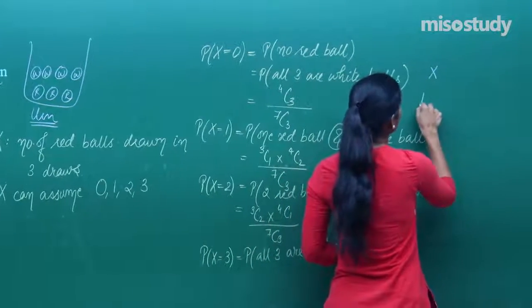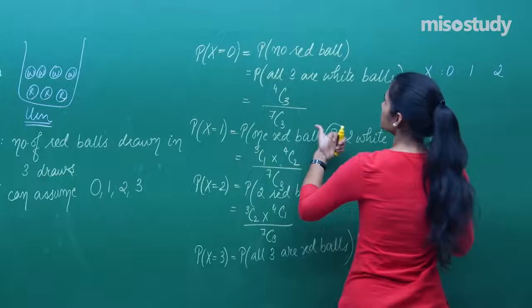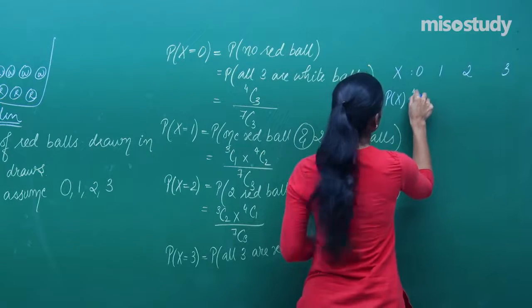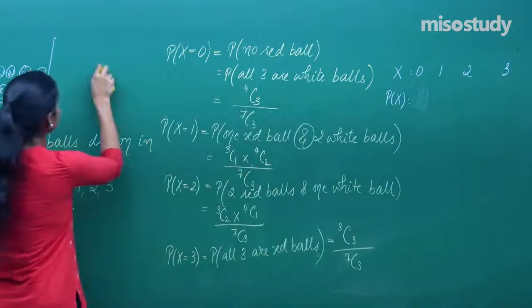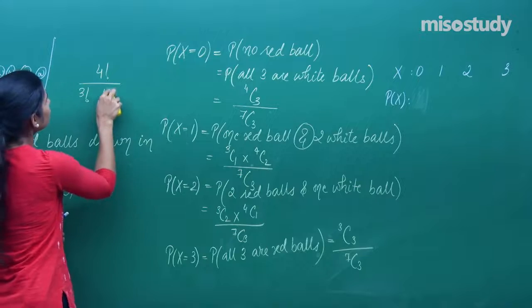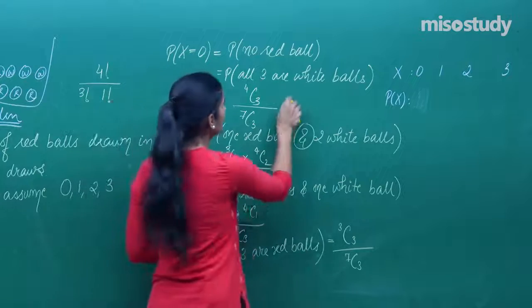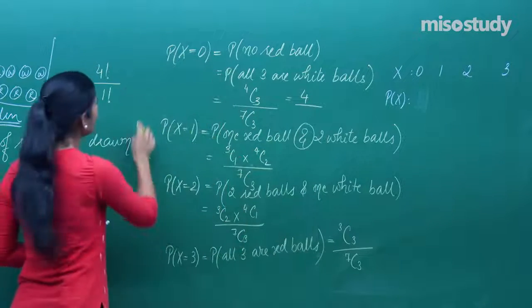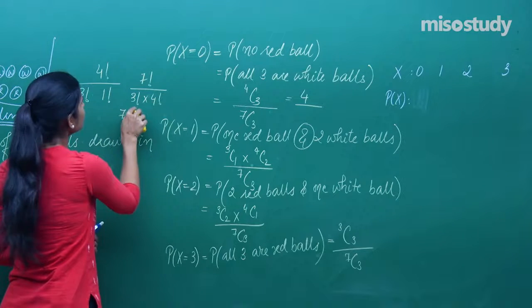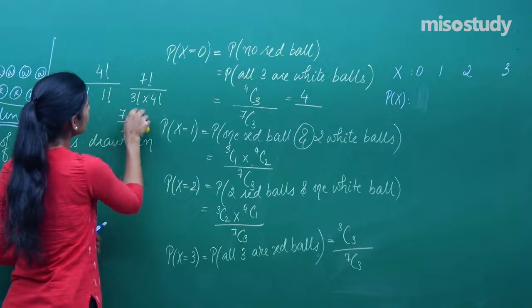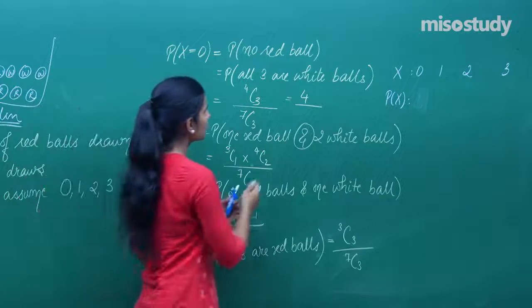You can write capital X and write P of X as 0, 1, 2, 3, and you can respectively compute these values: 4C3 upon 7C3. What is 4C3? It is 4 factorial upon 3 factorial into 1 factorial. This is just 4 because 4C3 is same as 4C1, which is 4. So this happens to be 4 upon 7C3. This is 7 factorial upon 3 factorial into 4 factorial. This happens to give you 7 into 6 into 5 upon 6. This is 35. So this gives you 4 by 35.